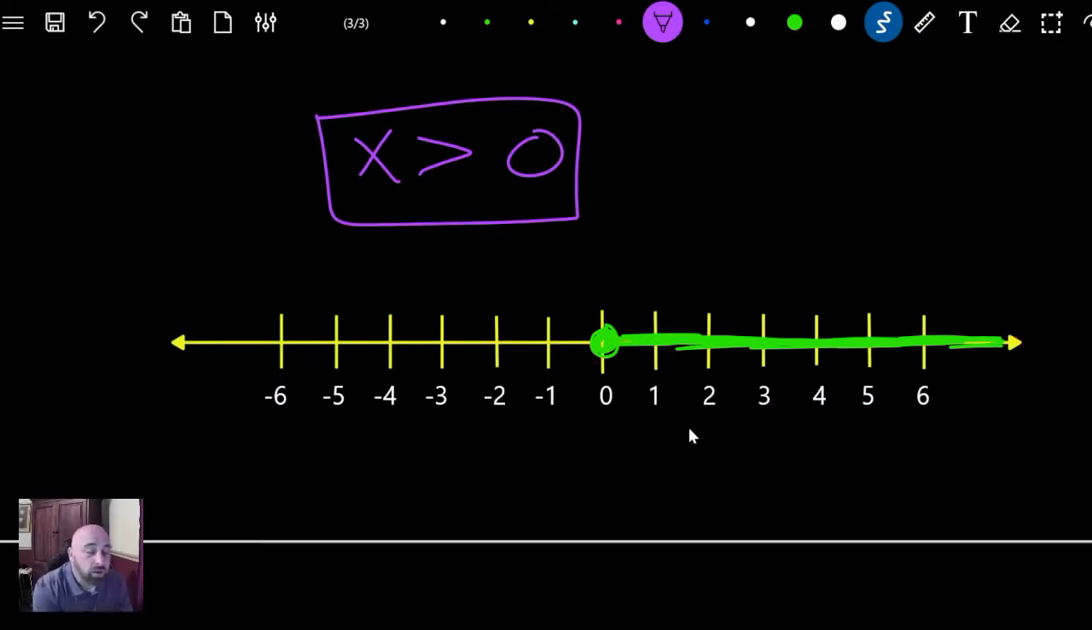Now, notice that this is filled in. So what does that mean? That it's not just greater than, it's also greater than or equal to. Because in this case, it can be 0. How do we know that? Because we have a closed dot.